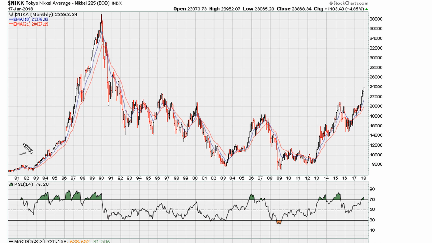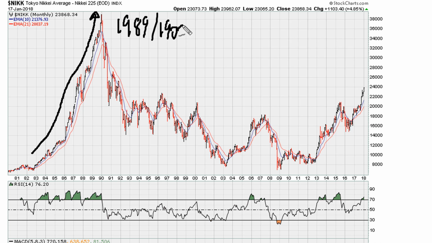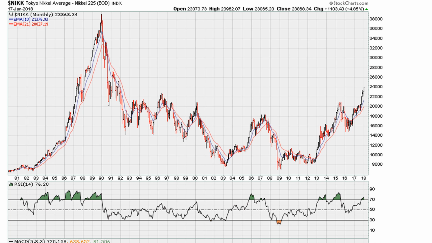Take a look at the Japanese market, the Nikkei. This was a huge bull market. And this was at the end of 1989, early 1990. And so far, it's been 28 years. We've never gone back to those levels. And that's just a reality. There's no arguing that this market has yet to test these highs 28 years later.